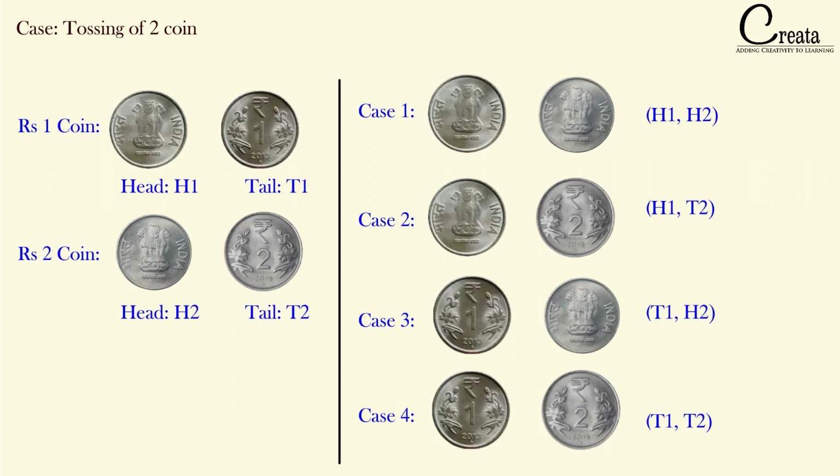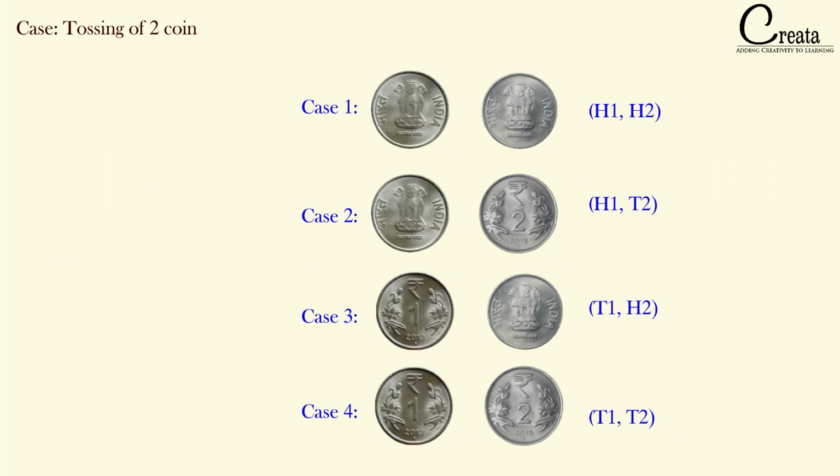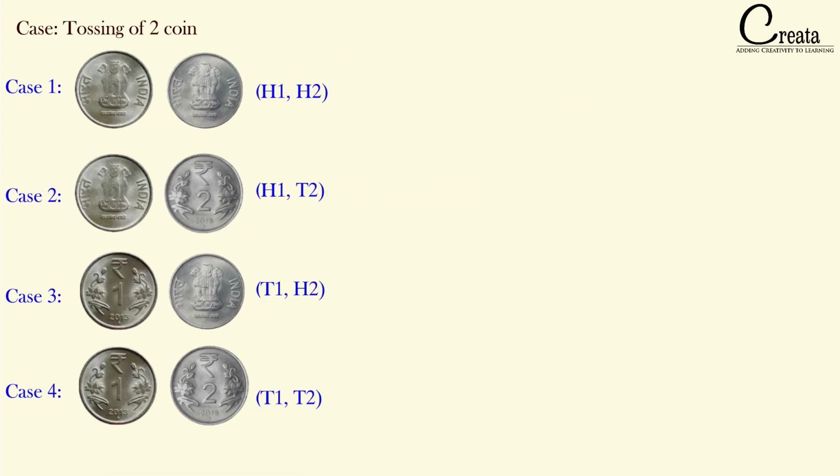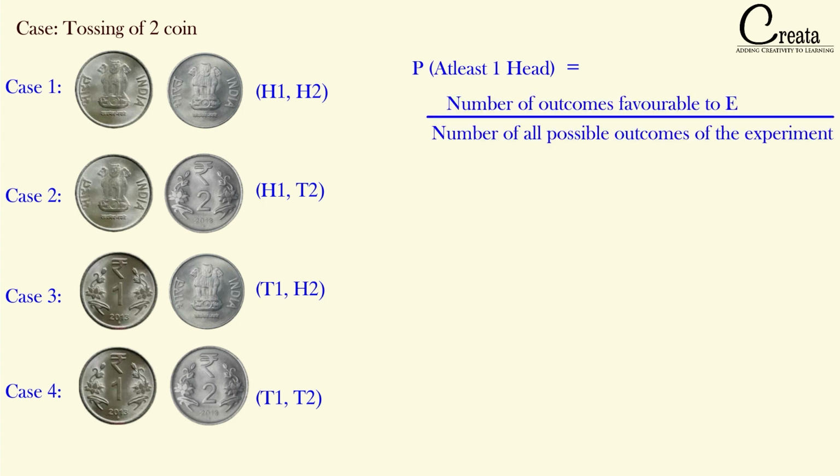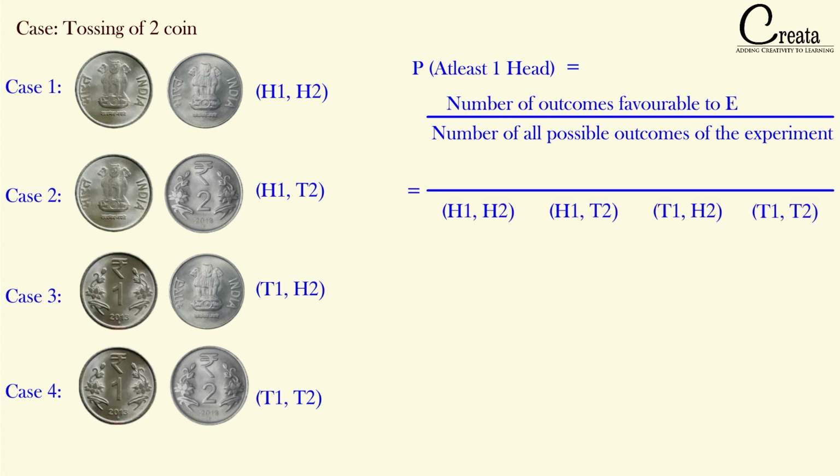This is very important because generally questions are asked about what will happen when we toss the 2 coins. So when we toss the 2 coins, we will get all these 4 outcomes. Suppose we have to calculate the probability of getting at least 1 head. So let's use the formula of probability. Here in the denominator, all these 4 cases will come. So we got 4 in the denominator.